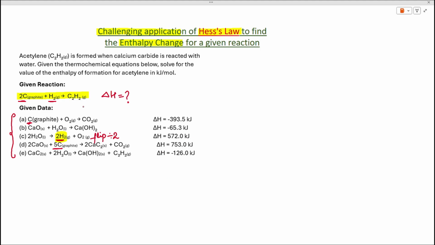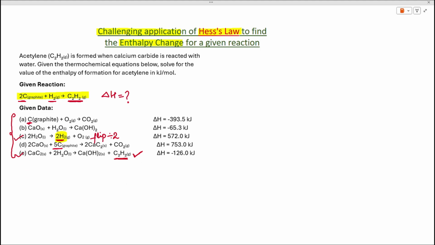Now let us go to the next product, which is acetylene, and this is present only over here in one equation. We need it on the product side. We have it on the product side. We need 1 mole. We have been given 1 mole, so we really do not need to do anything with equation number 5. We're just going to keep it as such. So we are going to use equation number C and equation number E.